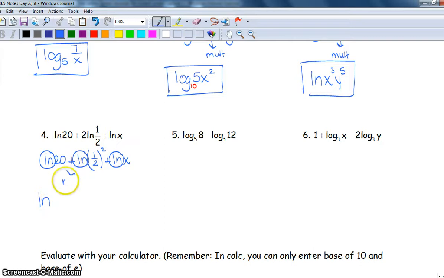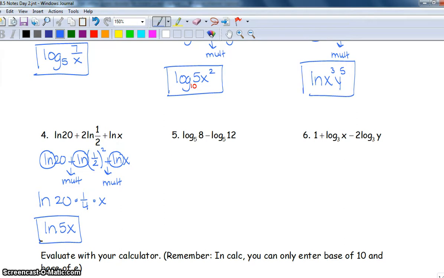This addition sign means I'm multiplying, and this addition sign means I'm multiplying. So all pieces are going to be multiplied together. So I've got 20 times 1/2 squared is 1/4 times x. So then I simplify this. I combine like terms. 20 times 1/4 gives me 5x. So the answer is the natural log of 5x.